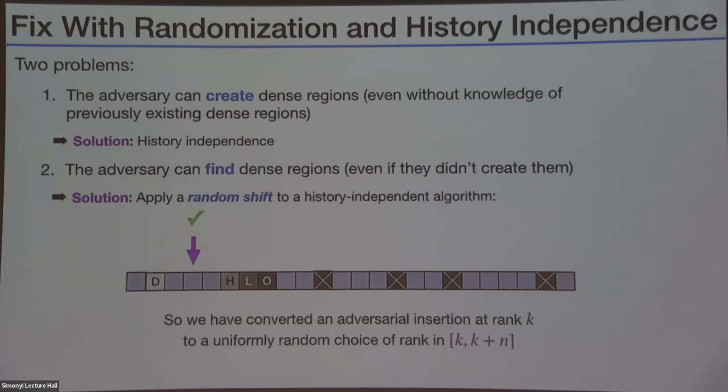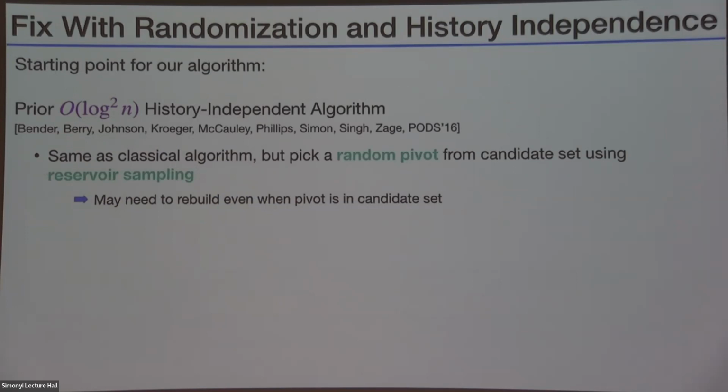Okay, so we have these two problems and both of them are essentially fixed by the idea of history independence. And so now we need an algorithm that is actually history independent. And the fortunate thing for us is that there is a previously known history independent algorithm that achieves log squared n. And we're going to use this algorithm. We're not going to use it as a black box. We need to look inside of it, but it's actually quite simple and quite similar to the classical algorithm. So basically everything we've talked about in the past will also be able to apply for this algorithm instead of the classical algorithm.